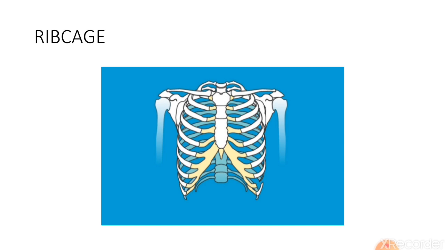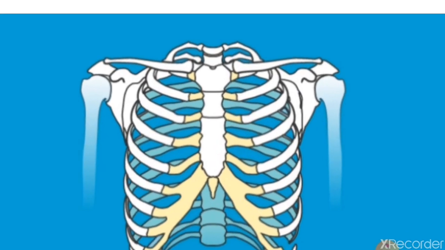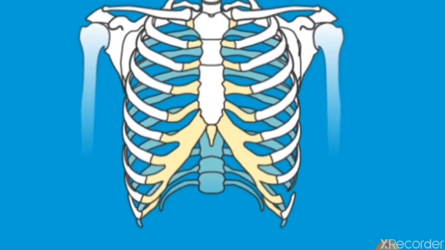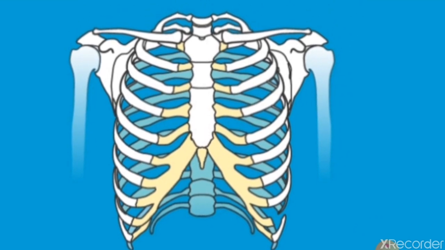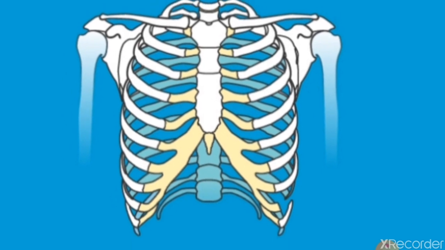What is the front flat bone of this rib cage called? The front flat bone of this rib cage is called sternum or breastbone. What is the role of the sternum? The ribs are attached to this sternum at the front side. Ribs are attached to what at the back side? Like from the front side it is attached to the sternum. At the back it is attached to our backbone. In this picture you can easily see it.